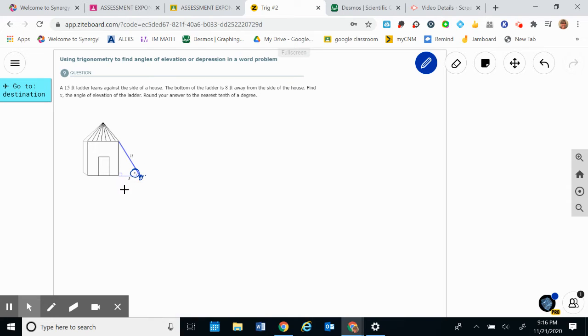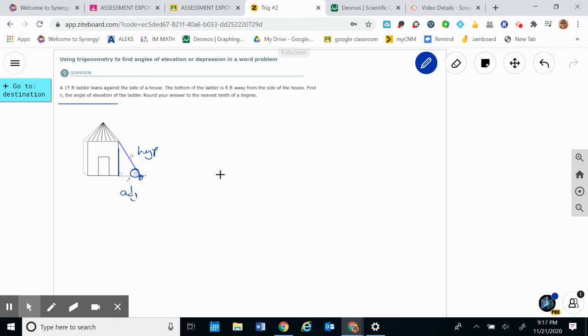So what sides do we have? We have adjacent, and we have hypotenuse. But what do we want? Okay, it says, oh no, we want x. Find the elevation of the ladder. Okay, sounds good. If they had wanted the height of the building, we could have used the Pythagorean theorem. You guys see that? 8 squared plus b squared equals c squared. But they didn't want that.